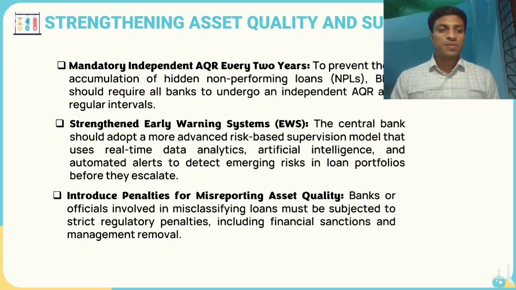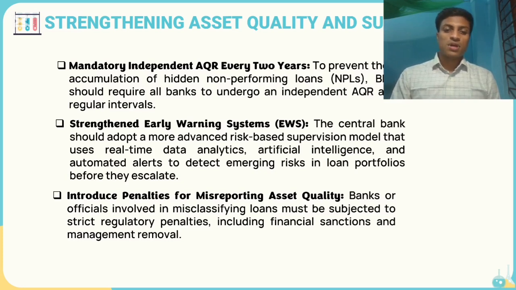Strengthening asset quality and supervision. First, mandatory independent AQR every 2 years, to prevent the accumulation of hidden non-performing loans (NPL). Bangladesh Bank should require all banks to undergo an independent AQR at regular intervals. Second, strengthen the early warning system (EWS). The central bank should adopt a more advanced risk-based supervision model that uses real-time data analytics, artificial intelligence, and automated alerts to detect emerging risks in loan portfolios before they escalate.